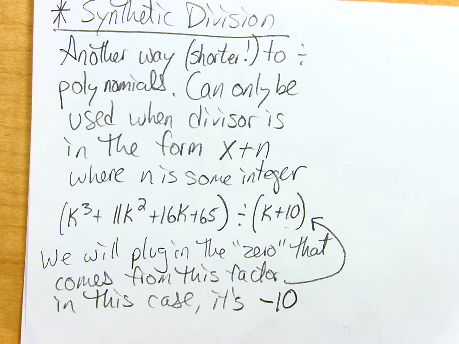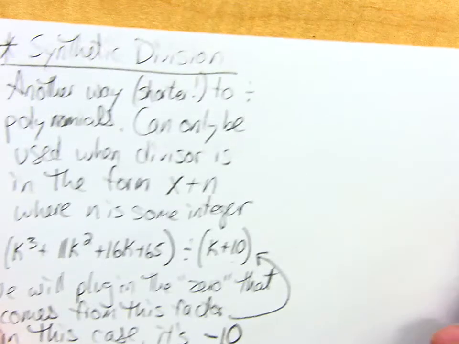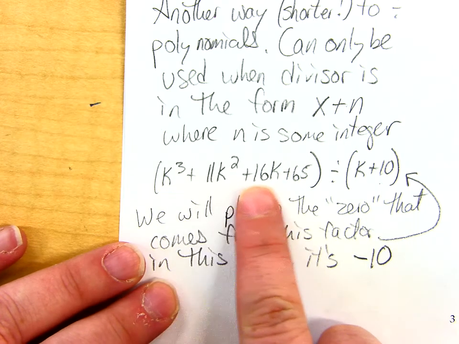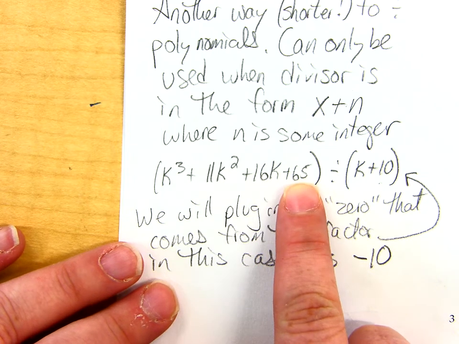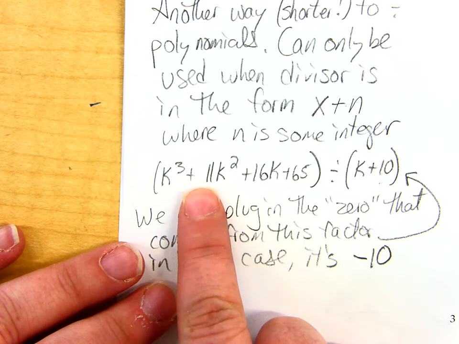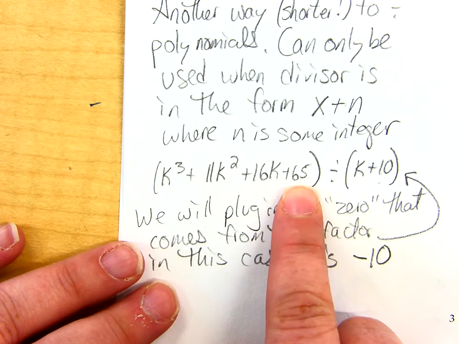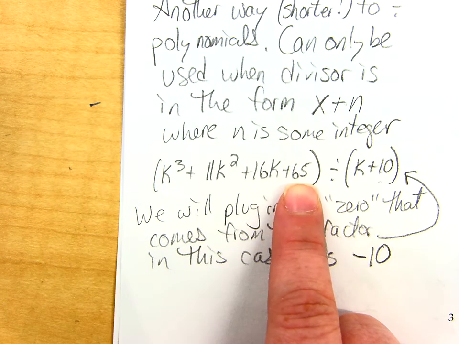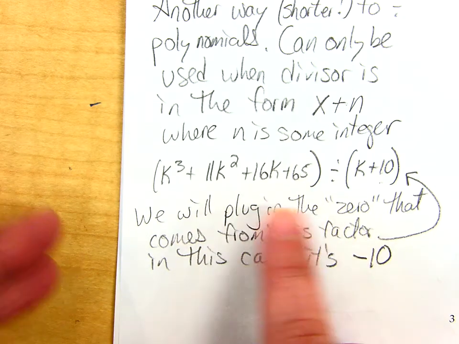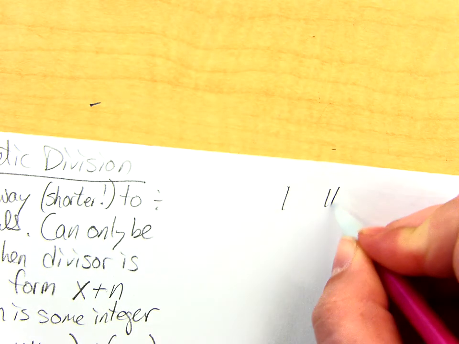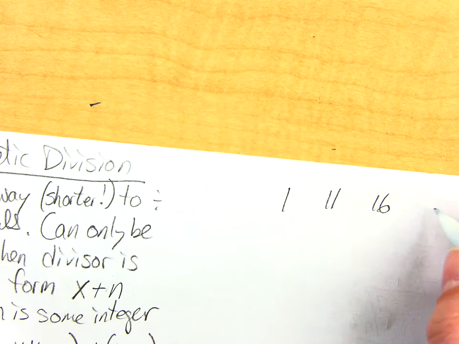Okay, so here's what you do. First thing on your top line, you're going to write all the coefficients of your dividend. The coefficients are just the numbers out in front. So I'm going to write 1, 11, 16, and 65. If any of them were negative, I would make sure to keep them negative. In this case, they're all positive, so I just leave it like that. I don't have any more room, so I'll just write over here: 1, 11, 16, 65.